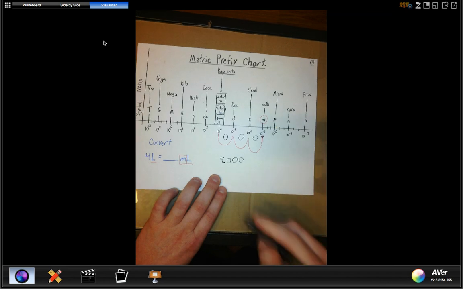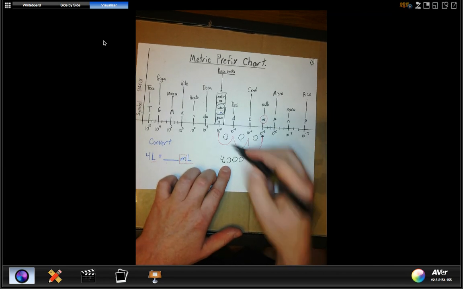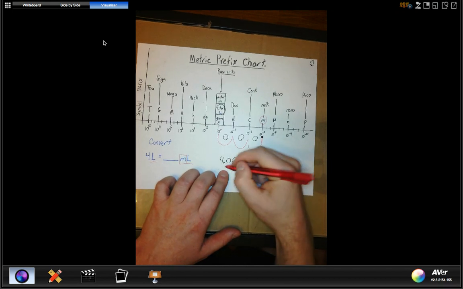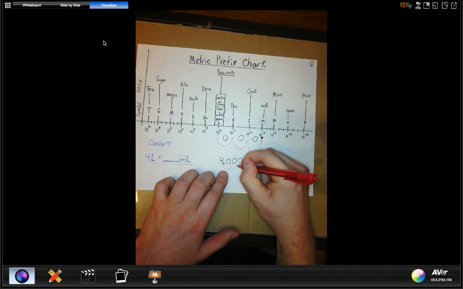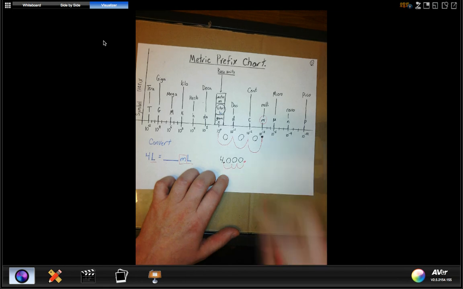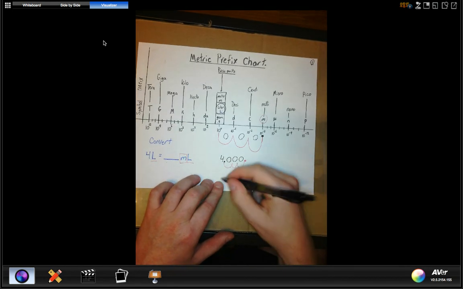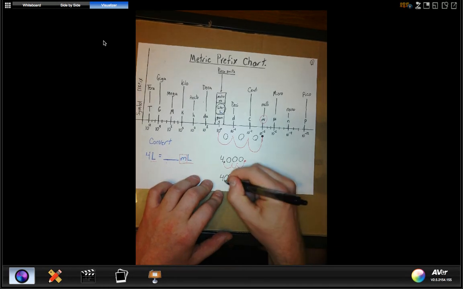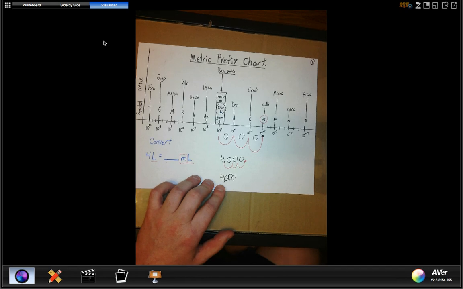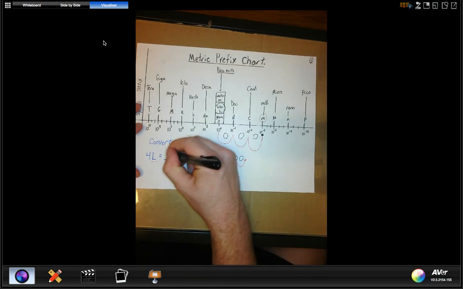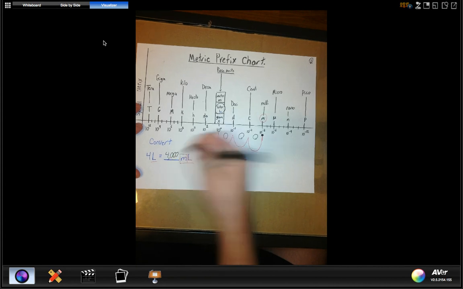There's my decimal point. So I started here. I got to move them on my original one: 1, 2, 3. And my new number is 4,000. That's a comma, not a decimal point. So I know 4 liters equals 4,000 milliliters.